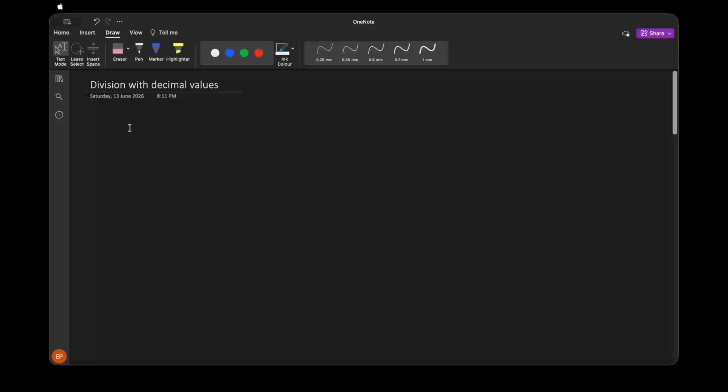We'll do division with decimal values now. For example, if I give 42 divided by 7, what will be the answer? So let's calculate. 7 ones are 7, 7 sixes are 42, right? Answer will be 6. What if I give 43 divided by 7?